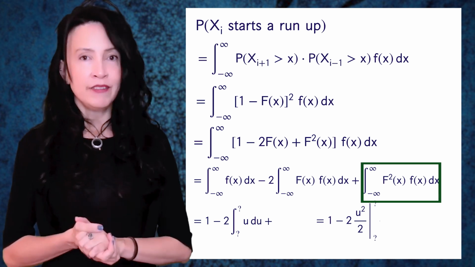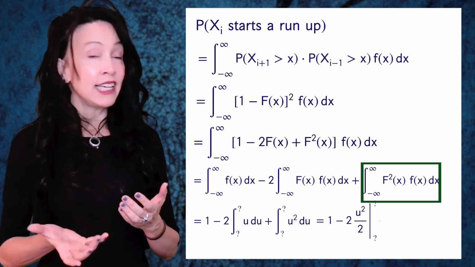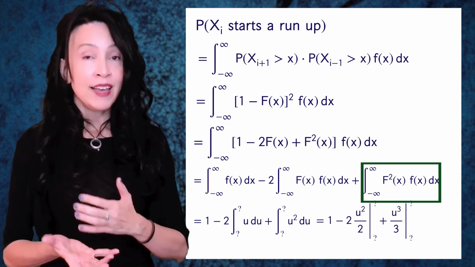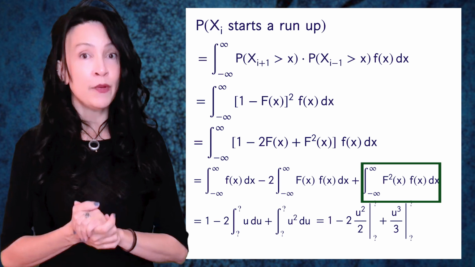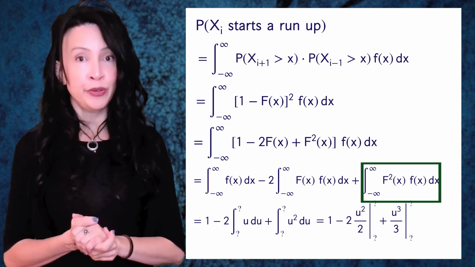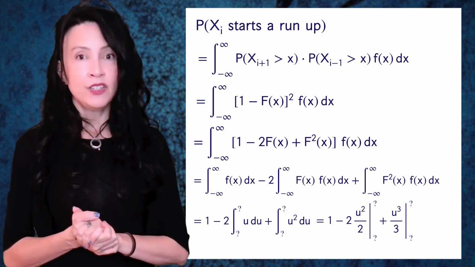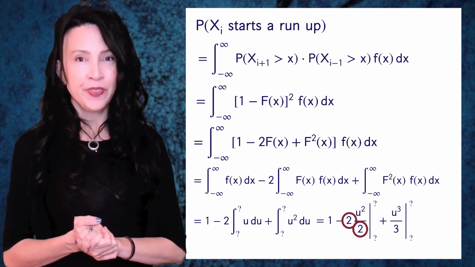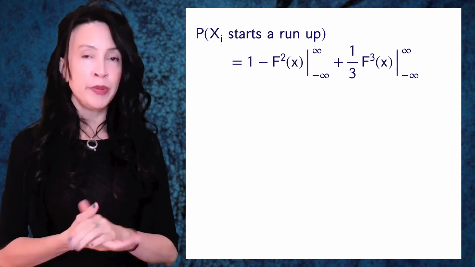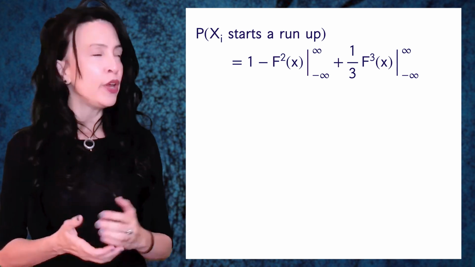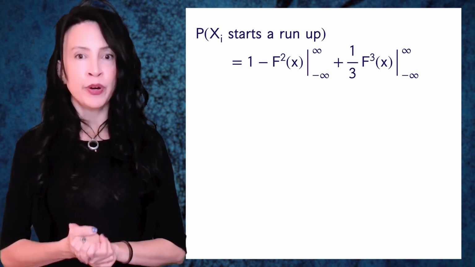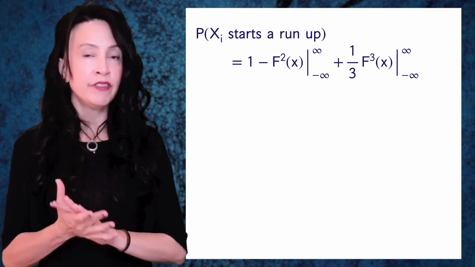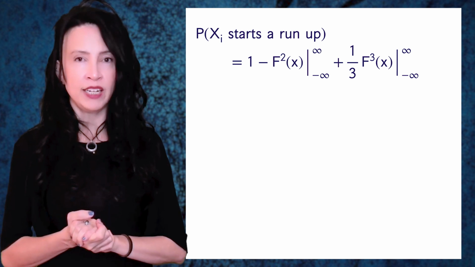capital F squared times little f of x dx. This is like a u squared du, and we get 1/3 u cubed, and I'm going to hold off on the limits of integration. I want to put the capital F back in for u. Note that this 2 over here is going to get canceled by the 2 down here. So we now have, for the probability that Xi starts a run up, 1 minus capital F squared of x from minus infinity to infinity plus 1/3 capital F cubed of x from minus infinity to infinity.